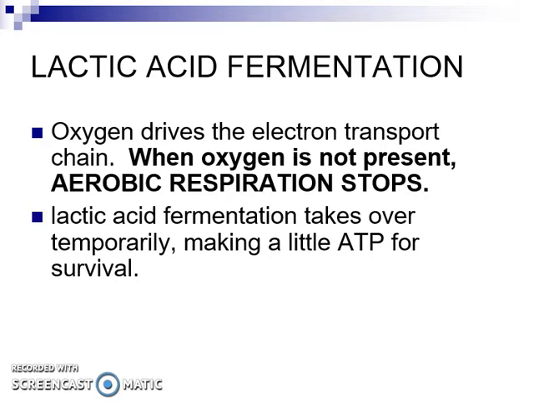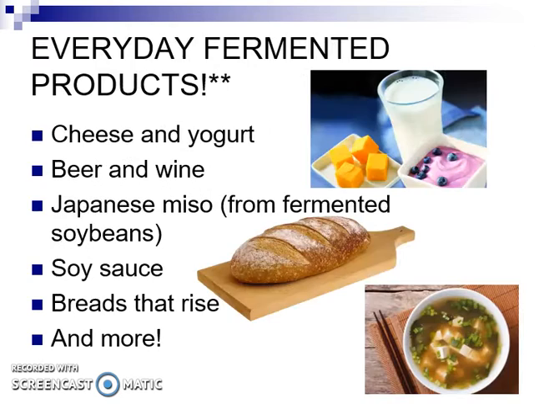So oxygen drives the electron transport chain. So when oxygen is not present, aerobic respiration stops, and you're going to have lactic acid fermentation take over in our body to make a little bit of ATP as a last-ditch survival effort. And some of the everyday products that we get from lactic acid fermentation or alcoholic fermentation include cheeses and yogurts, beer and wine, Japanese miso, which is just fermented soybeans, soy sauce, and any bread that rises.